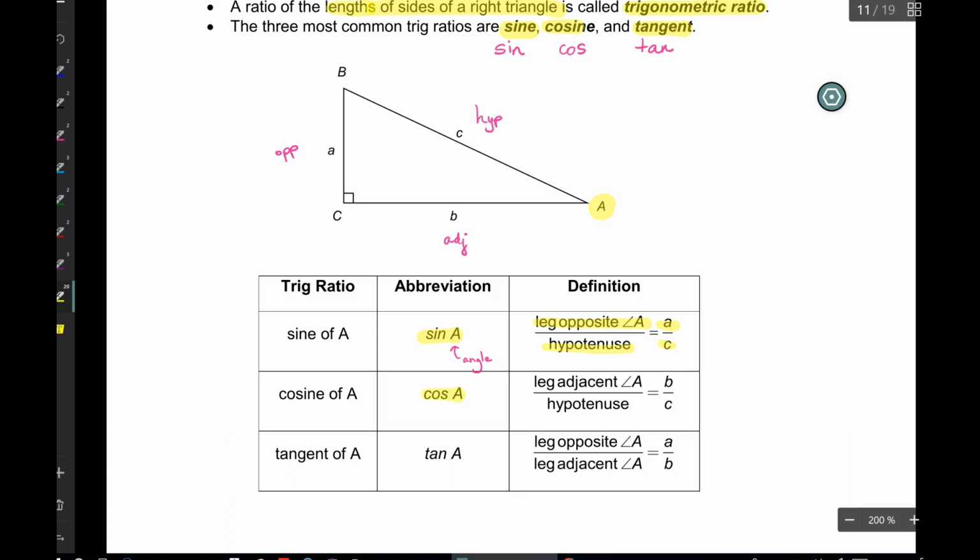The cosine of A is the ratio of the leg adjacent to angle A over the hypotenuse. So that's where we get B over C. And finally, the tangent is the leg opposite angle A over the leg adjacent angle A. So that's going to be A over B.